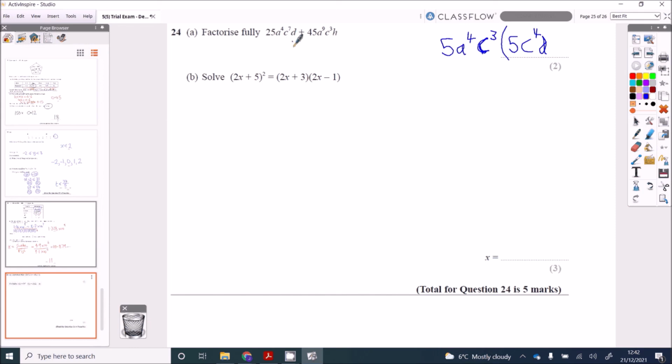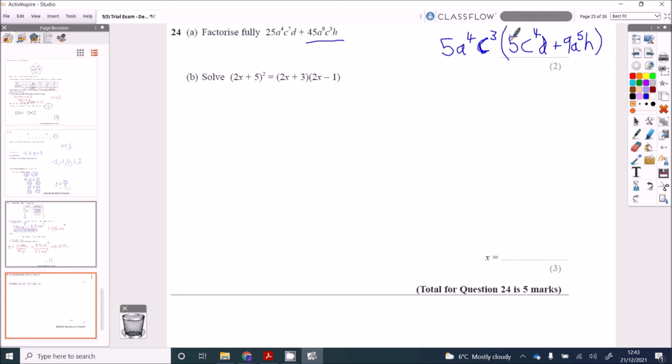Moving on to the second component, the 45 a to the 9 bit. Well, we need a 9. 9 5s are 45. We need 5 more a's. A to the 5. The c's were fine. We've already got our c cubed. We just need an h. Now just double check, does that work? That second claw. 5 9s are 45. A to the 4 times a to the 5 is a to the 9. We've got a c cubed and we've got an h, so that's right.